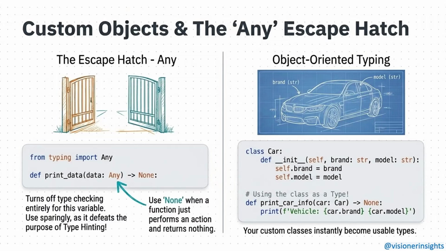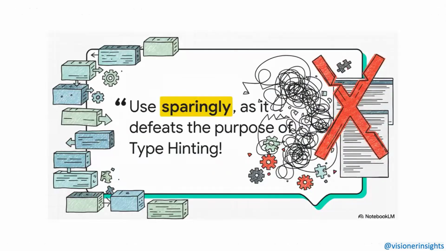On the flip side, we have the any keyword. This is your escape hatch. When a variable truly needs 0 restrictions, using any throws the gates wide open. But I have to give you a serious warning here. Use any very, very sparingly. Relying on it too much literally defeats the entire purpose of type hinting. It completely turns off the type checker for that variable and ruins the disciplined, predictable architecture we've been working so hard to build. Seriously, proceed with caution.